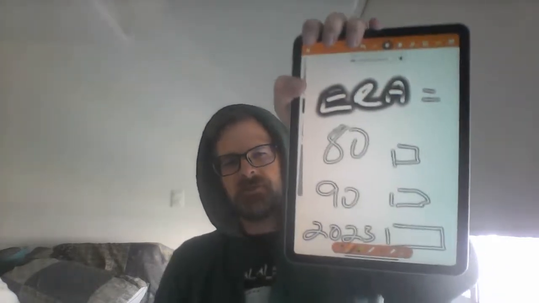80s, 90s, 2023, right? So if it's a 2023 TV line, you guessed it, it's got 3 box locations. So it's all about understanding how to see line communications of the TV as a map.